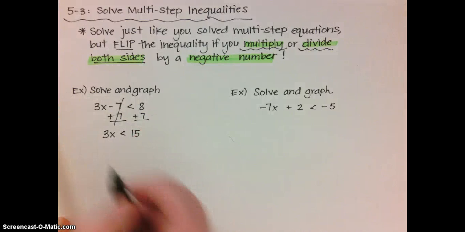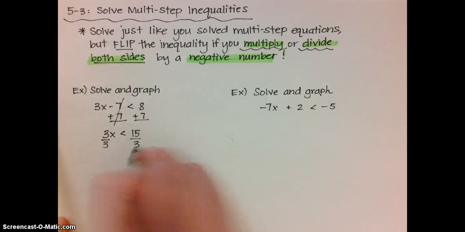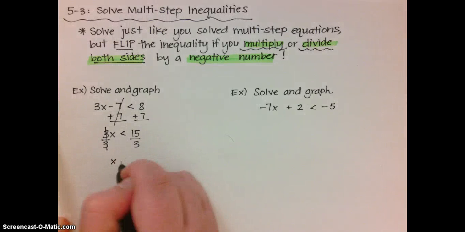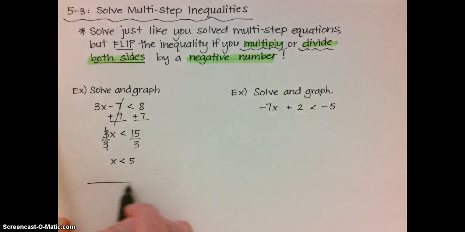Now one more step to get the x by itself. Instead of multiplying by 3, I'm going to divide by 3 on both sides. My 3's cancel out, and I am left with the inequality x is less than the number 5. Okay, very basic. I wasn't dealing with any negative numbers there.